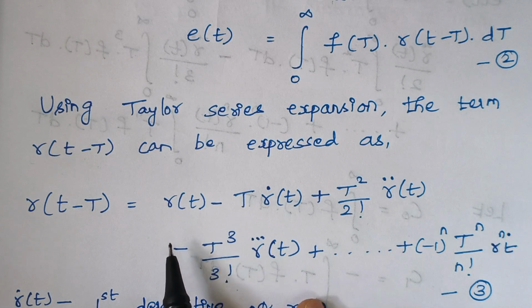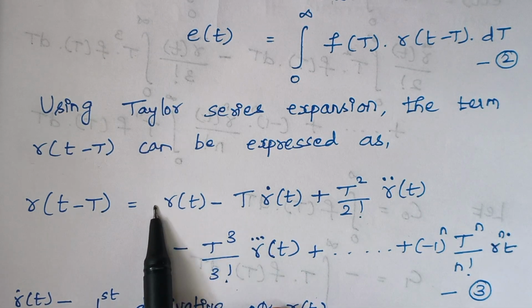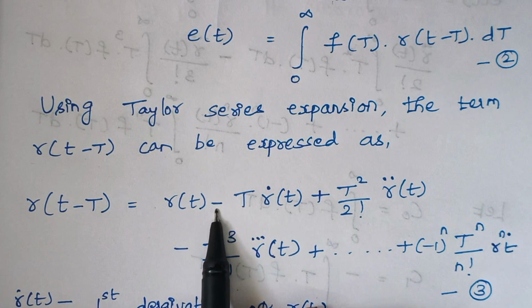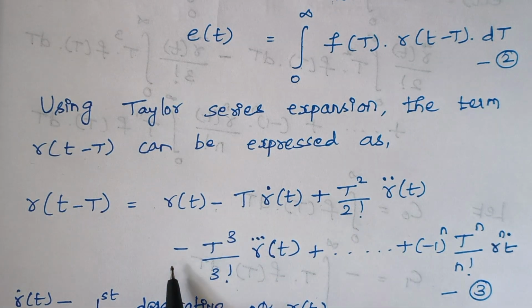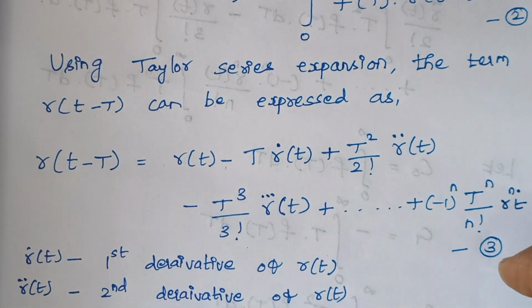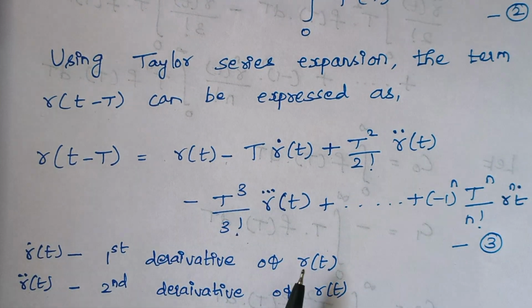So here the main thing to be noted is the first one is with positive sign and the next one is with negative sign, and it goes like this, again plus, again minus, like that. Right. So as we all know, r dot of t is nothing but when you differentiate r of t for the first time, that gives r dot of t. When you differentiate r of t twice, then that gives r double dot of t. Right.